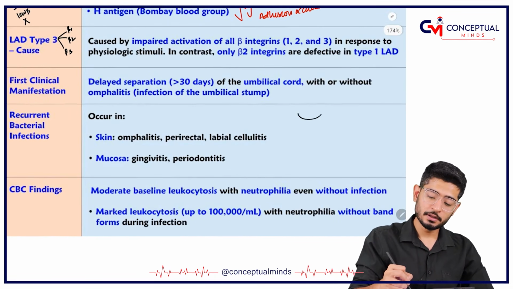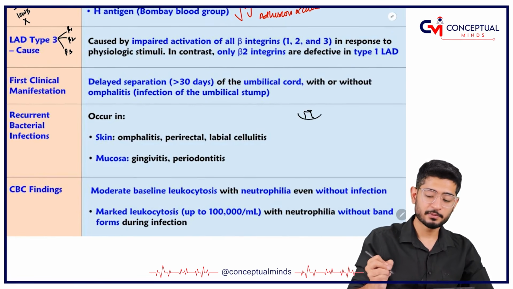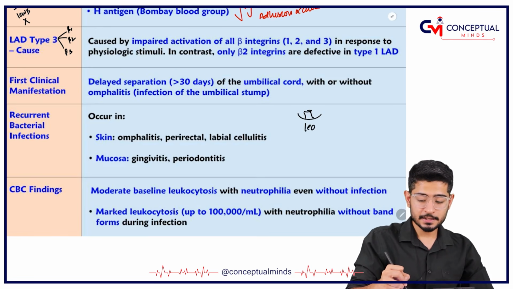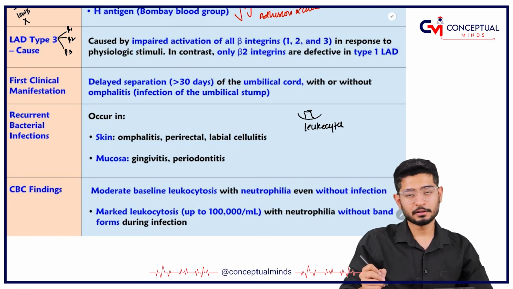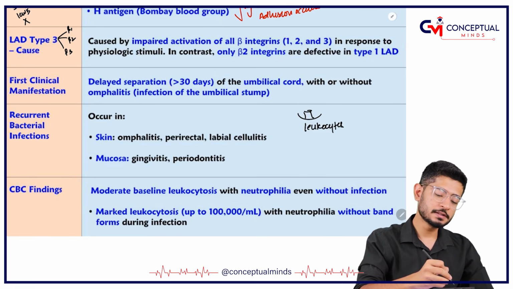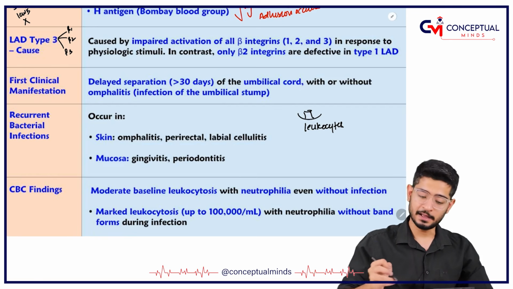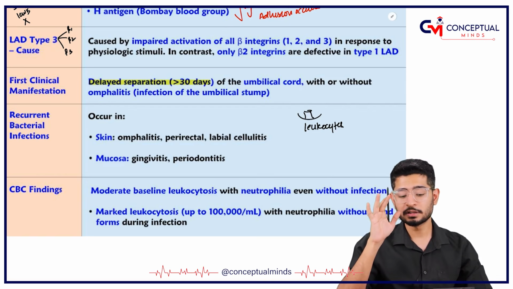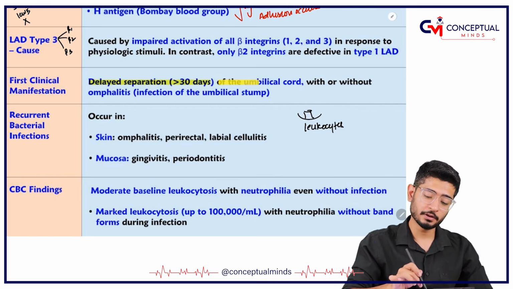Normally the umbilical stump in the newborn is eaten by the leukocytes, and then it is going to shed off. You must have seen. But because the leukocyte is not getting adhered, there is a delayed separation. It takes approximately more than 30 days for the umbilical cord.